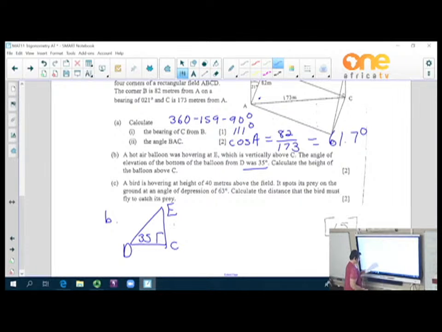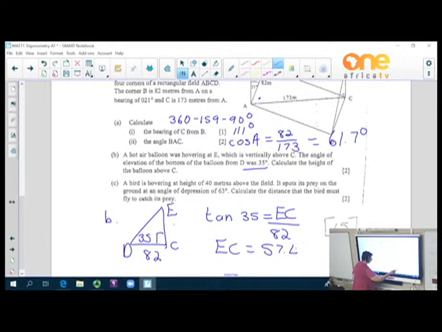And we have to calculate the height. We know that this side is then 82. You must draw the picture. Then you can see what to do. So which function will I use to get this one? Tan 35 degrees is then equal to EC over 82. Which method? Top times. And the answer was 57.4 meters.